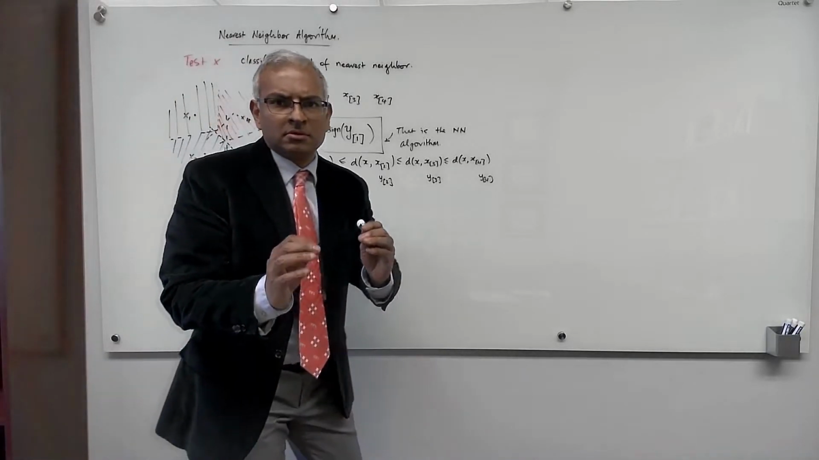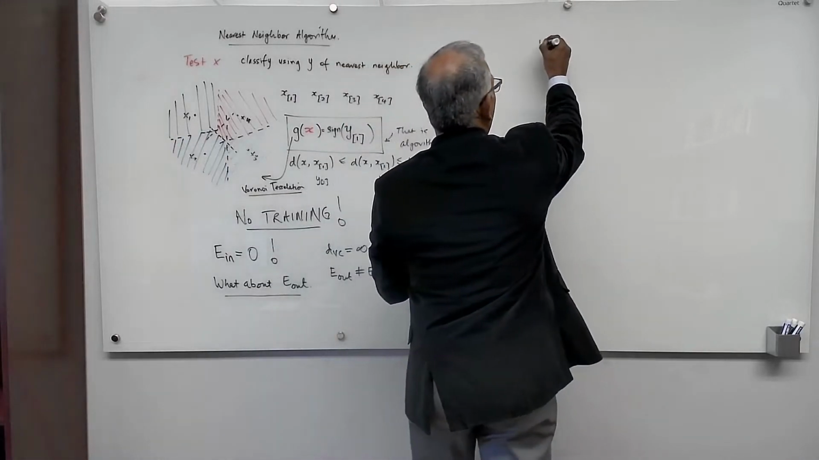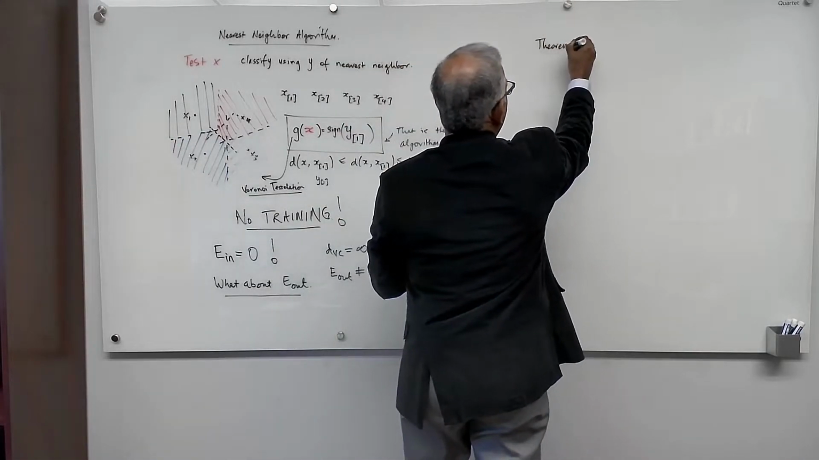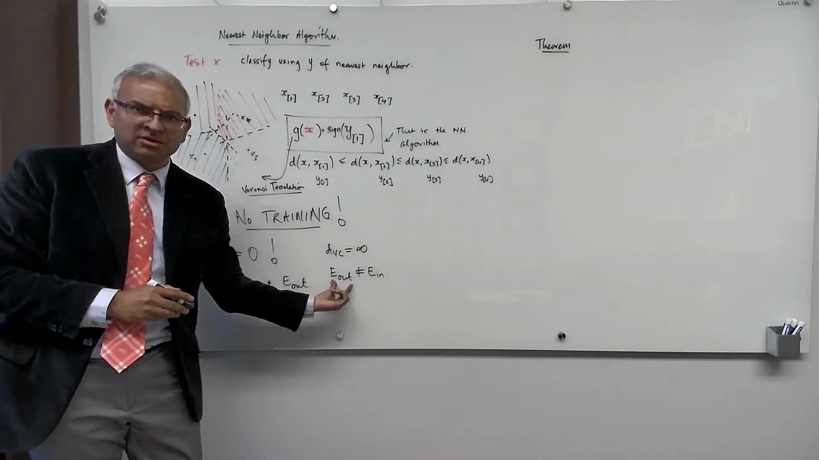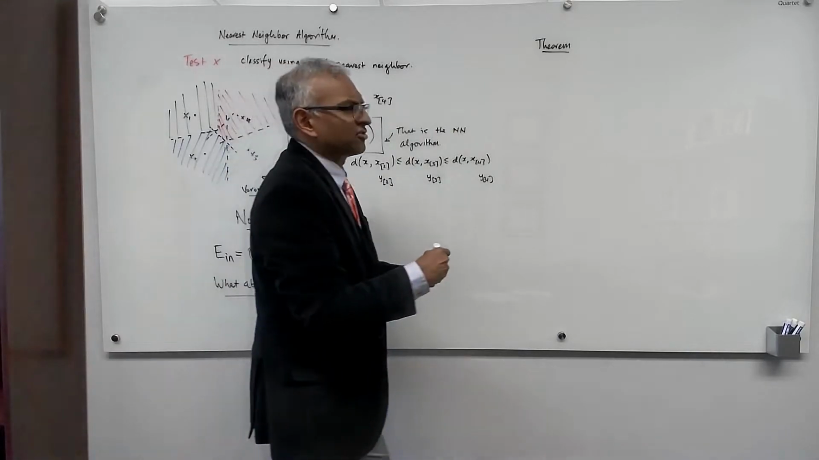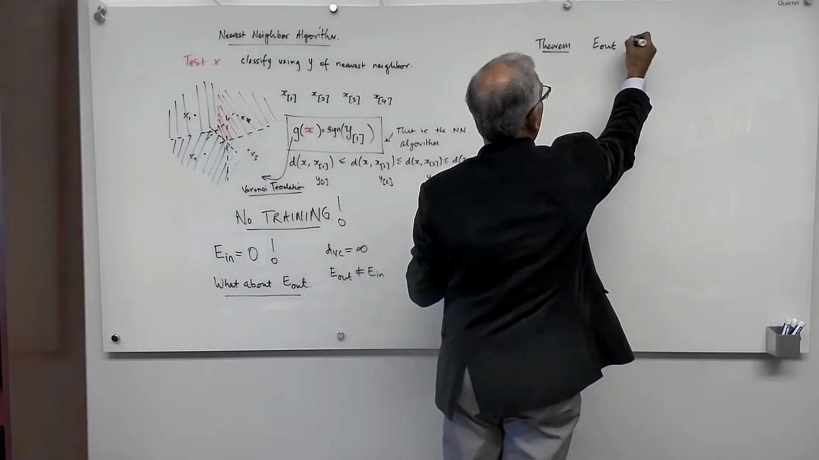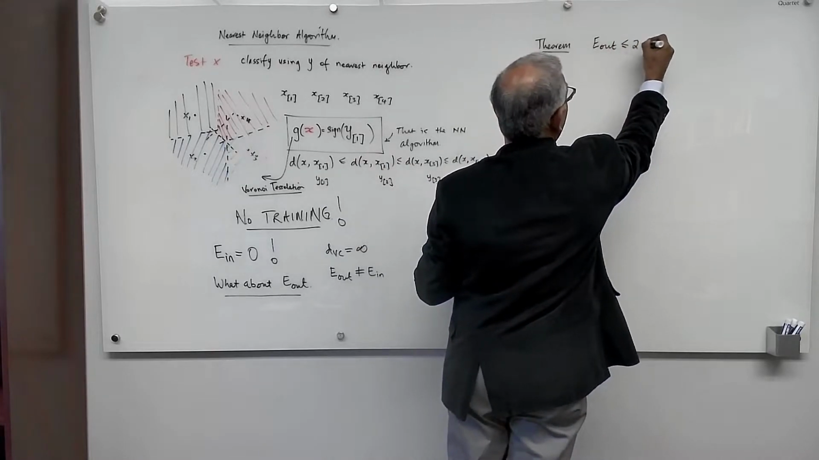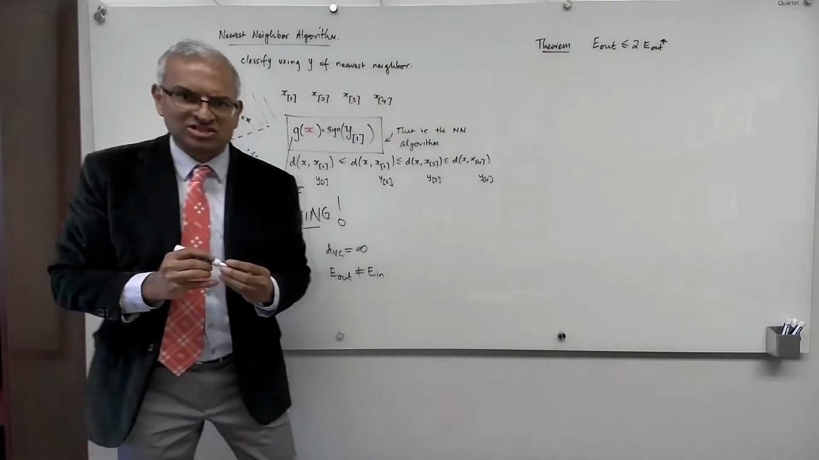Okay, so theorem. This is the miracle of the day. So pay attention. Theorem. It's a theorem that's going to analyze the out-of-sample error for the nearest neighbor algorithm because we cannot rely on the VC analysis. So the theorem is that E out for the nearest neighbor algorithm is at most twice E out star. Now I'm going to tell you what E out star is.